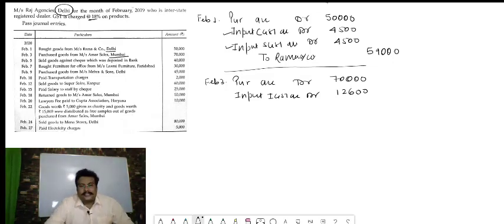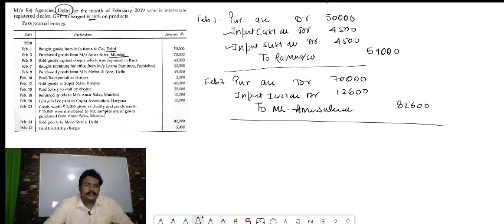So 12,600 is the input IGST, and it is also a credit transaction to Messrs. Amar Sales account. How much? 82,600. Now proceed for the February 5 transaction. Sold goods against cheque which was deposited in bank. Bachcho, you are selling the goods against the cheque which is deposited in bank.